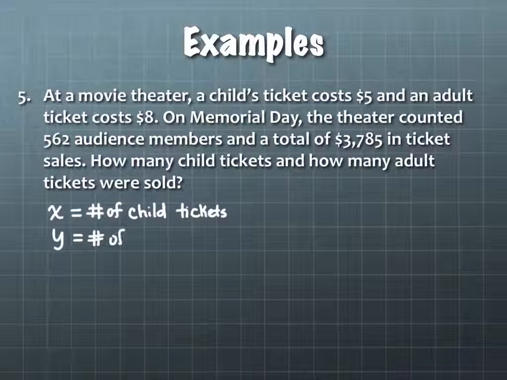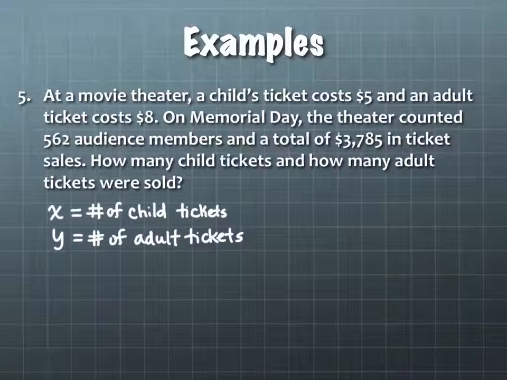Very good. The number of adult tickets. So these are the two quantities we're looking for. And the information in the problem will help us in creating equations that actually compare these quantities. One of the issues in the problem is we talk about how many people came in. So it says how many people total? 562 people total. How can I use my unknown quantities and the number 562 to create an equation that relates all three concepts?